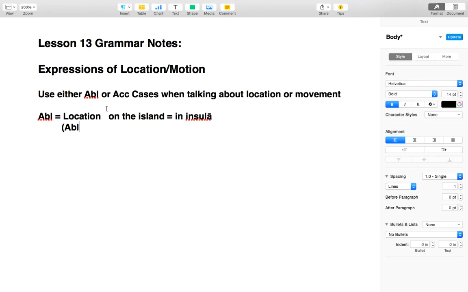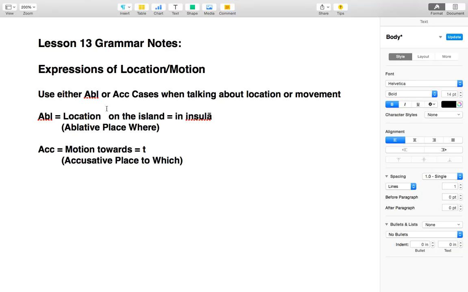Some textbooks, by the way, will call this ablative place where. So someday you might have a Latin teacher in high school who calls it that. Call it whatever you want. Once you have movement, things get a little bit more complicated. You use the accusative if it's motion towards. Some textbooks will call this accusative place to which. Motion towards, call it what you will.